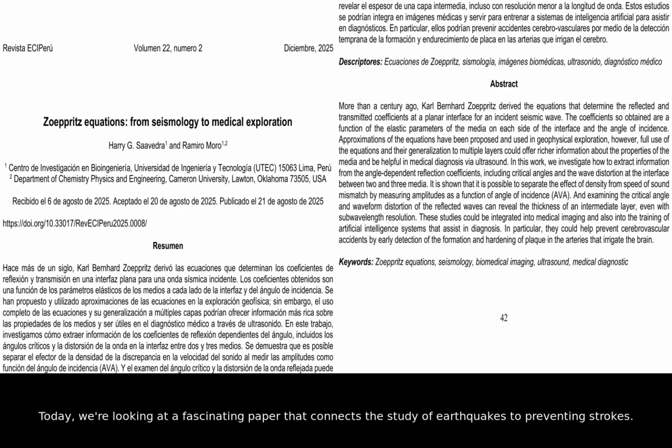Today, we're looking at a fascinating paper that connects the study of earthquakes to preventing strokes. It's all about using over a century-old physics in a completely new way for medical diagnosis. The paper is titled Zoeppritz Equations, From Seismology to Medical Exploration.